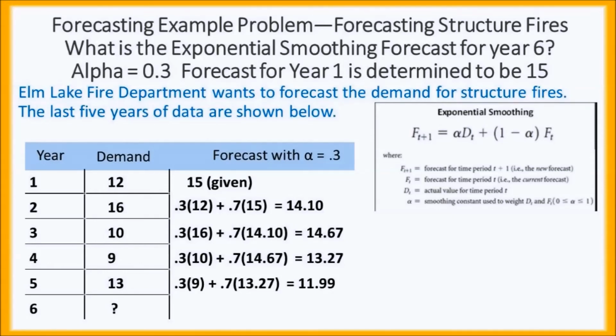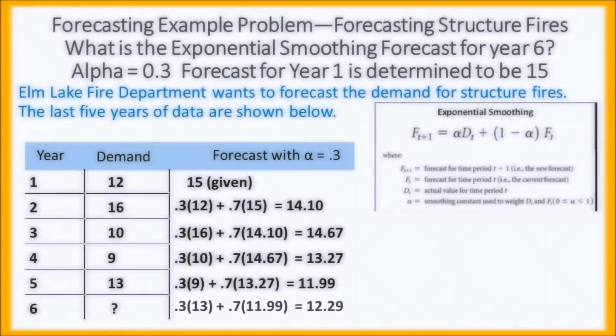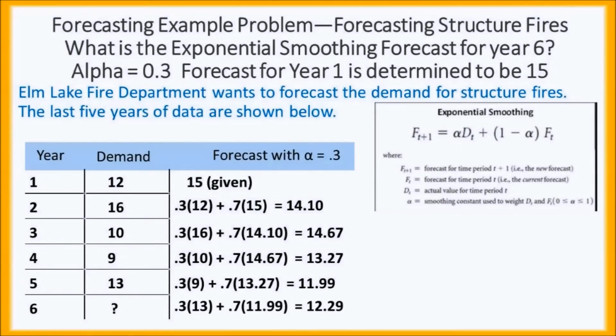We're going to say the forecast for year 6 will equal alpha, 0.3, multiplied by our current demand, 13, plus 1 minus alpha, 0.7, multiplied by our forecast for our current year, which was 11.99, and that will give us our forecast for year 6. And here we see that math. So our best guess, using exponential smoothing forecast for year 6 with alpha equals 0.3 and the forecast for year 1 determined to be 15, our best forecast for year 6 is 12.29.